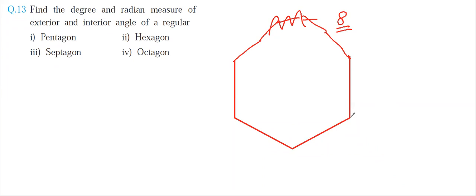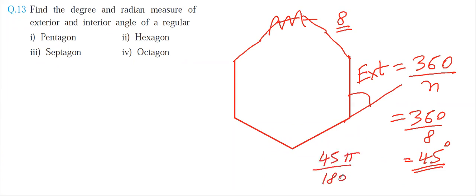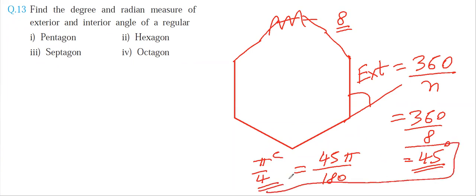Okay, so what will be your exterior angle? This is your exterior angle. Exterior angle will be 360 upon total number of sides. So 360 divided by 8, that comes out to 45 degree. So 45 degree is the exterior angle. Now what is the equivalent of 45 degree in radian? So 45 pi upon 180. That will come out to be pi by 4. So pi by 4 radian is equivalent of 45 degree. Okay, so exterior angle is done.